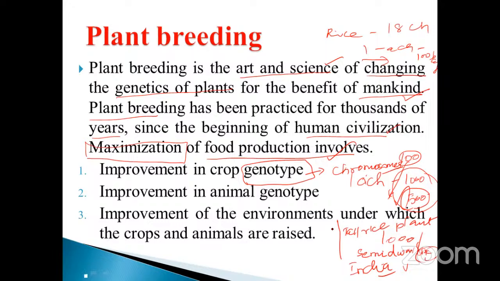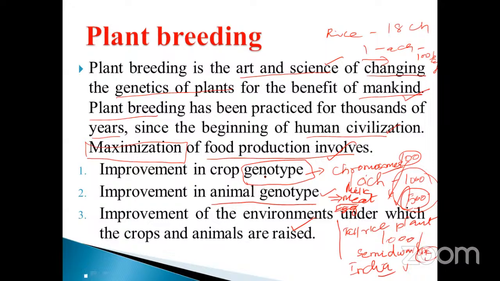So the first one is the improvement of crop genotype, and the improvement of animal genotype. Sometimes it is related to animals, for example meat, weight, and also milk, and also eggs, for example in the poultry house. The third is improvement of the environment under which the crop and the animals are raised. That is very, very important. These are the three involvements.